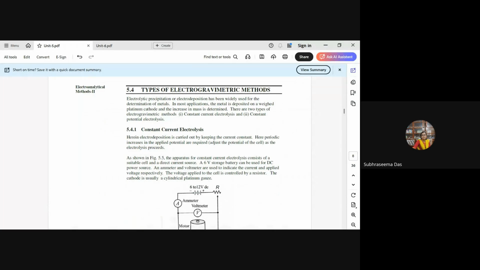Then coming to types of electrogravimetric methods. Electrolytic precipitation or electrodeposition has been used widely to know the amount of metal that is deposited during the process of electrogravimetry. In most applications, we know that the metal is deposited on the platinum cathode and the increase in mass is determined. So there are two types of electrogravimetric methods. One is constant current electrolysis and the other is constant potential electrolysis.